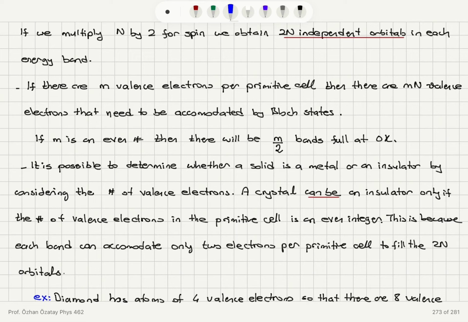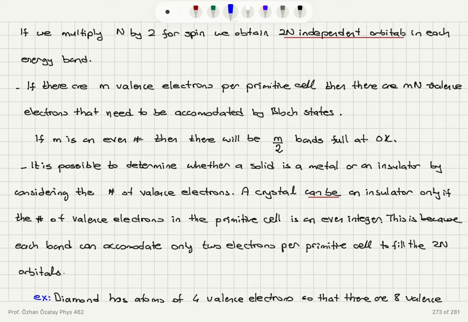So this brings us to an important conclusion about the transport properties of solids. If we have m valence electrons per primitive cell, then there will be m times capital N valence electrons that can be accommodated by these Bloch states. So if m is an even number, then there will be m over 2 bands full at 0 Kelvin. So we can determine whether a solid is a metal or an insulator by considering the number of valence electrons.